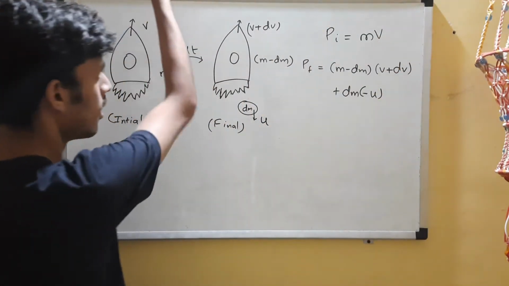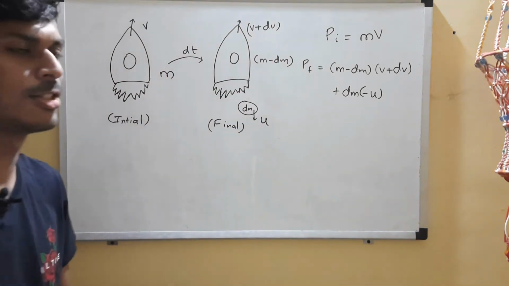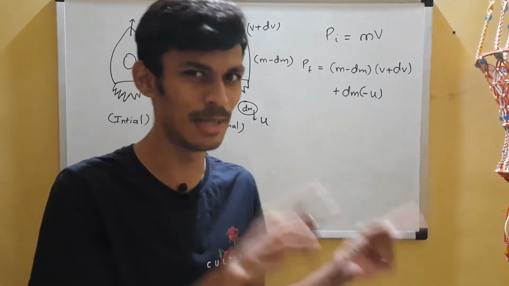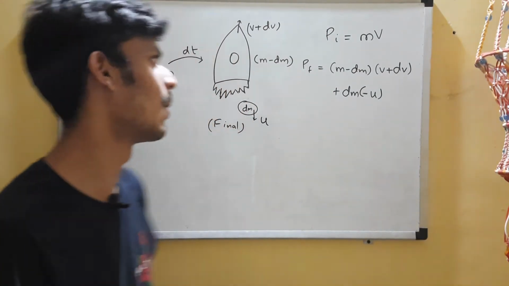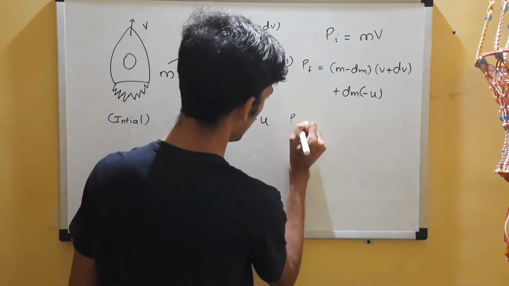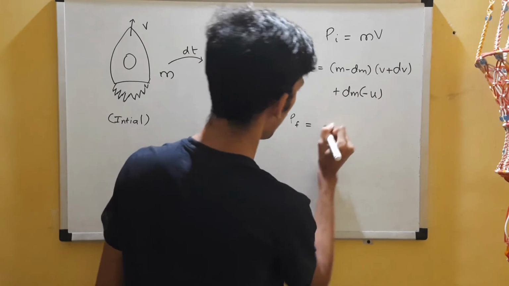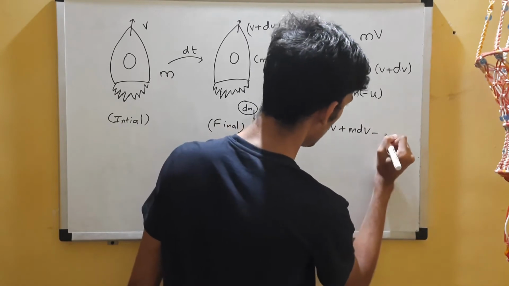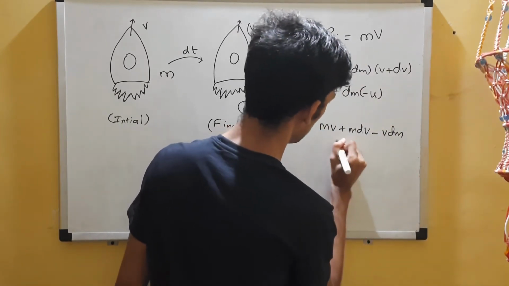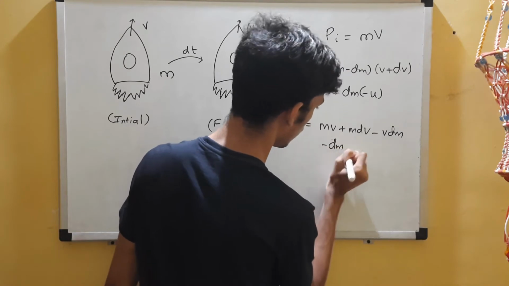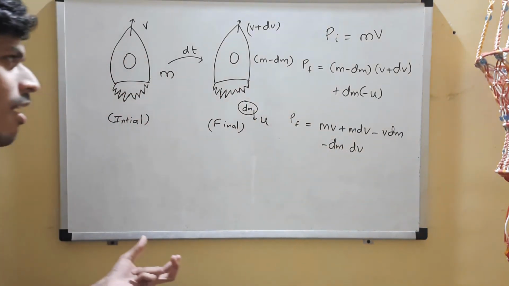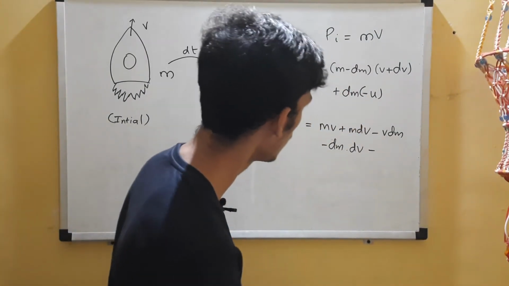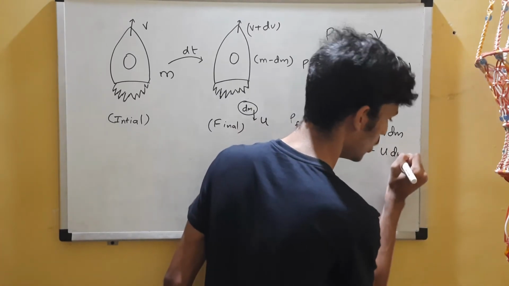Okay, this v is in the upward direction, v plus dv is also in the upward direction, so by convention we have chosen them as positive, so u, which is in the opposite direction, should be negative because momentum is a vector. Okay, so let's simplify this final momentum term, and we get mv plus m dv minus v dm, and minus dm dv. Actually we can neglect this term dm dv because it's small, but let's just keep it. And finally we have minus u dm.